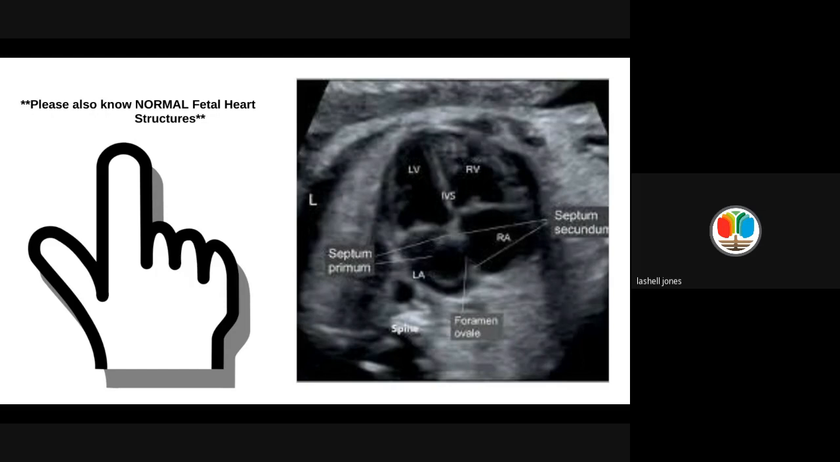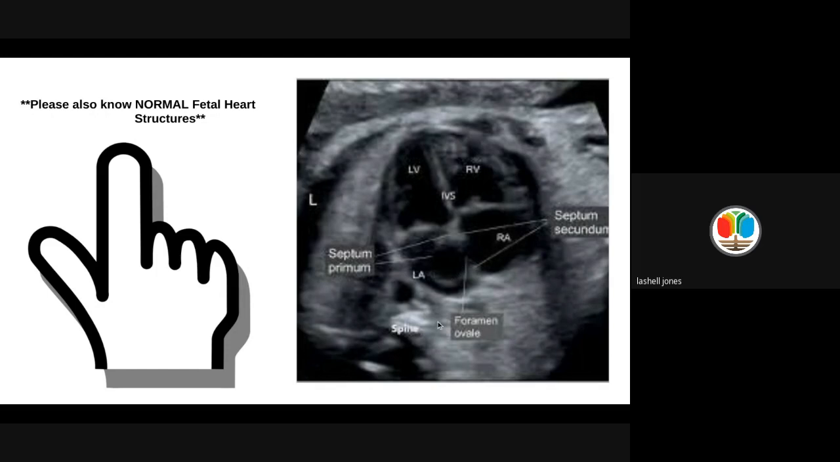With your interatrial septum, there are three parts. The first being the septum primum. So septum primum is first, septum secundum, which is second, and then foramen, which is here, the hole seen in the center. Remember with the foramen, the blood flows from the right atrium to the left. So that shunt is from right to left.